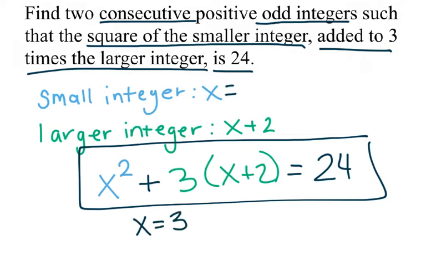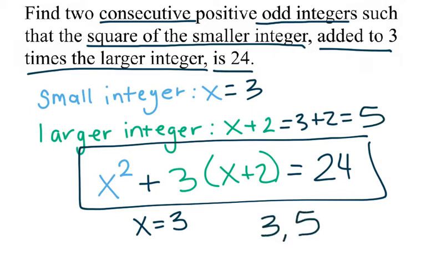So that means that 3 is the smaller integer, and if I do 3 plus 2, that gives me the larger integer. So my two integers were 3 and 5, and you just want to check to make sure that they make sense. So those are two consecutive positive odd integers. They're both odd, and they're both right beside each other as odd integers.